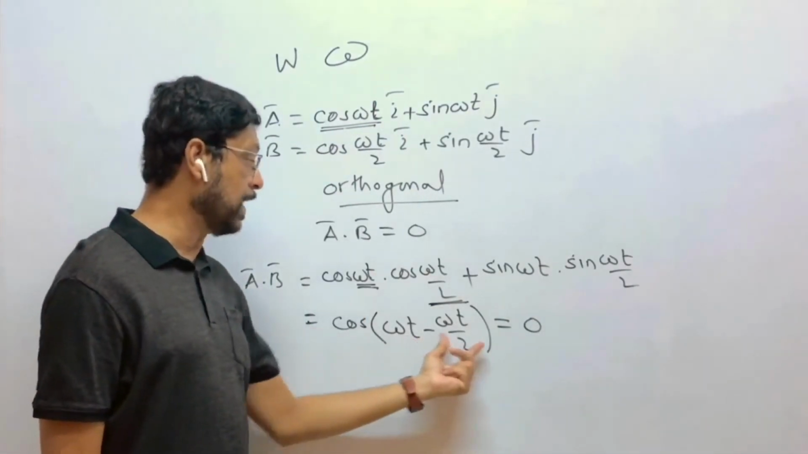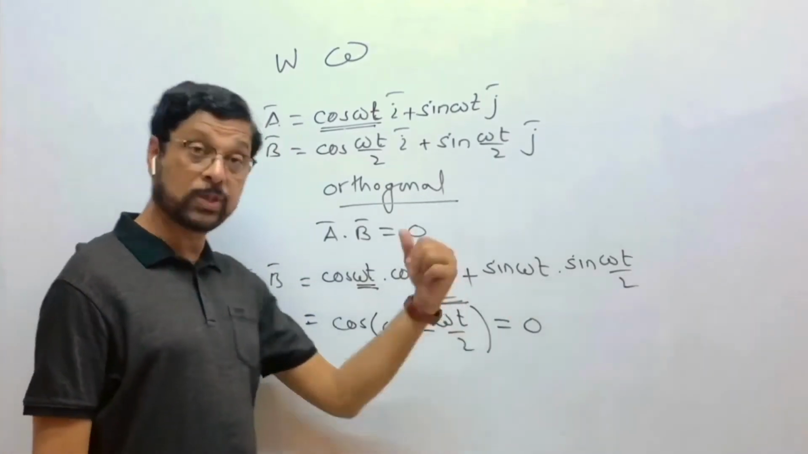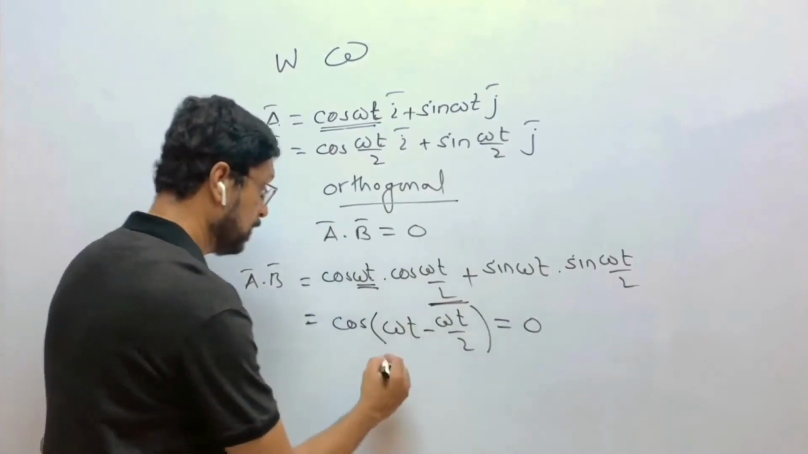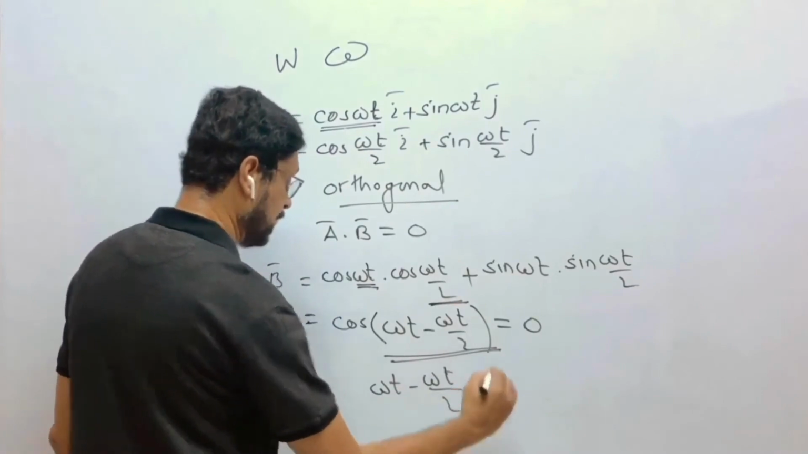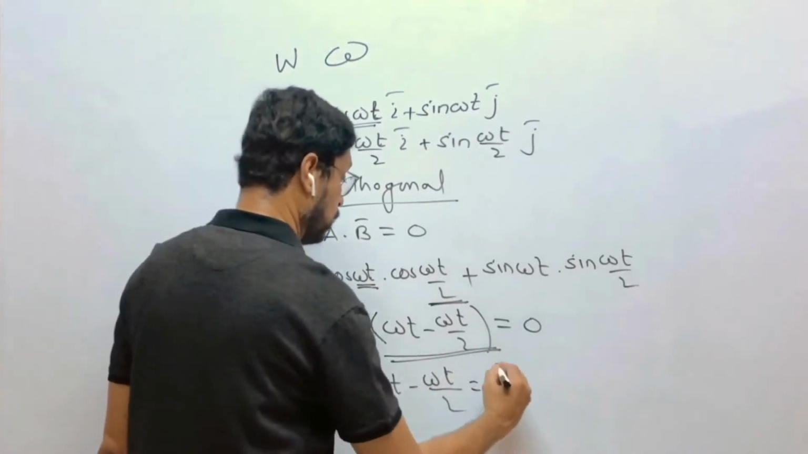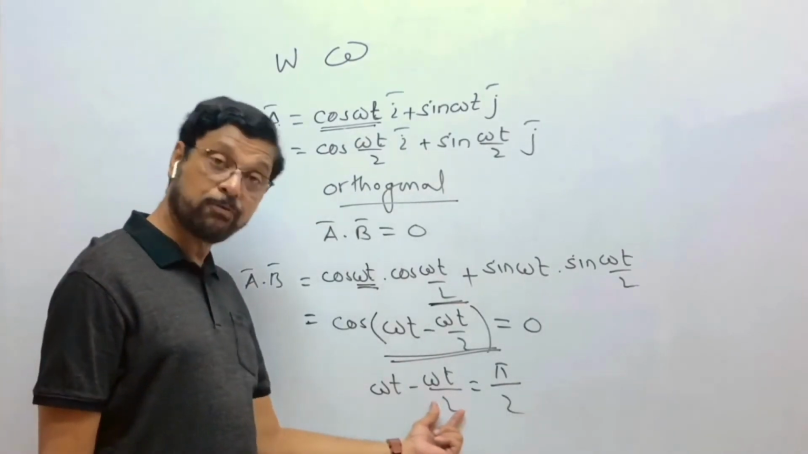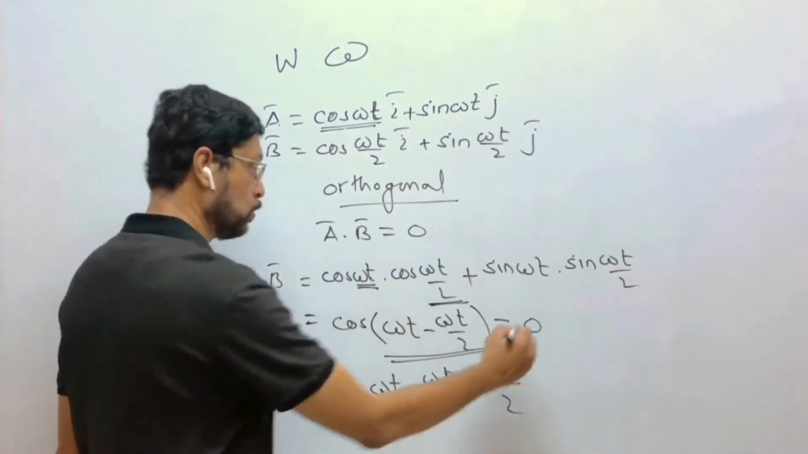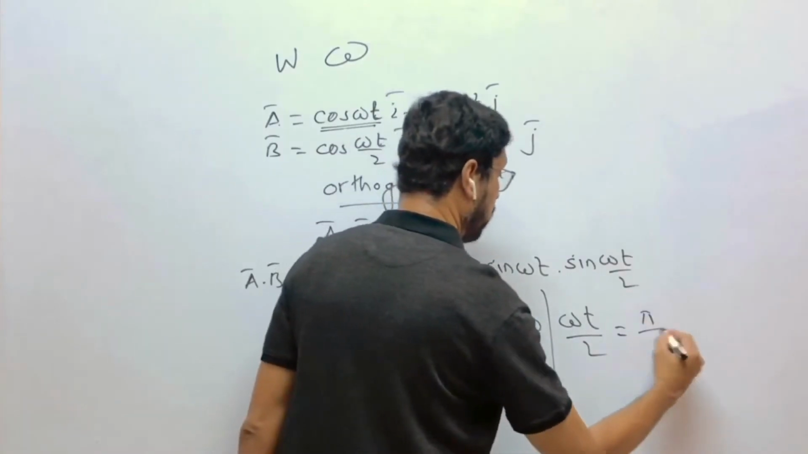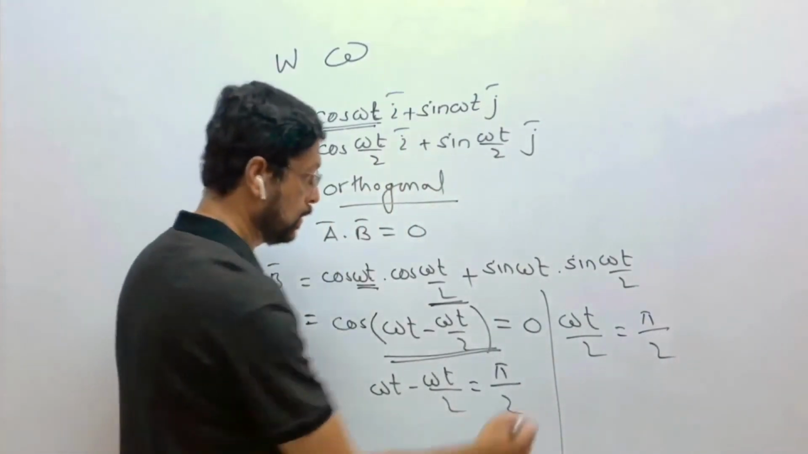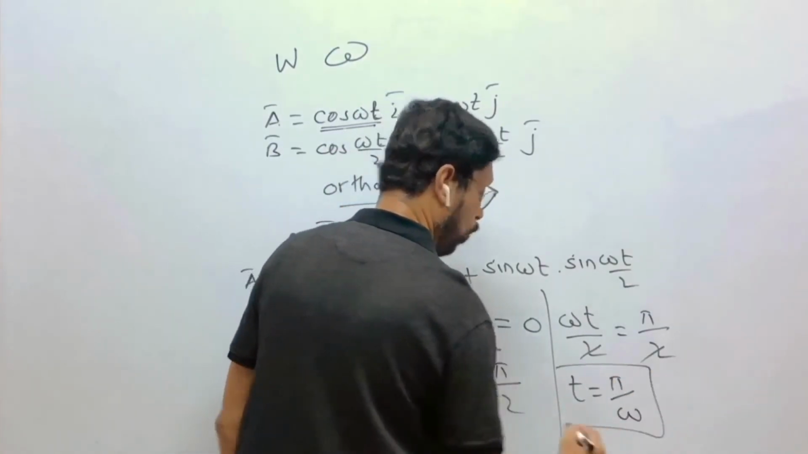So cos of this angle is equal to 0. किस एंगल का cos 0 होता है? 90 डिग्री का. Means this angle, omega t minus omega t by 2, is equal to 90 degree, pi by 2. Omega t minus half omega t is omega t by 2. So omega t by 2 is equal to pi by 2. This 2 gets cancelled. t is equal to pi by omega.